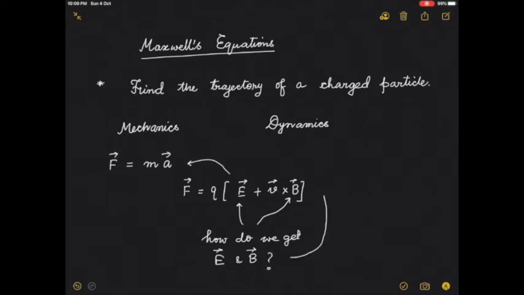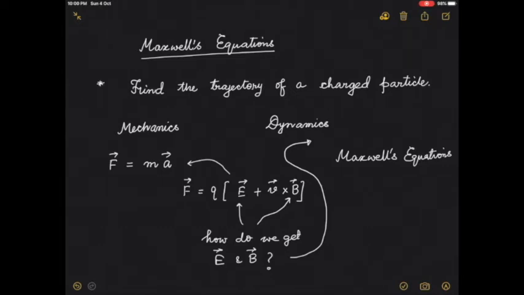That is answered through dynamics, which is a set of 4 equations we call Maxwell's equations. Well, they are not actually a set of 4 equations, but more on that we'll discuss later. So that is the entire program of finding the trajectory of a charged particle.